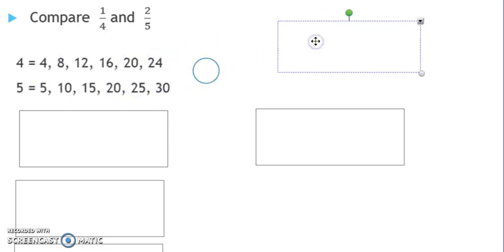So we get 4, 8, 12, 16, 20, and 24 for 4, and 5, 10, 15, 20, 25, and 30 for 5. So our step 2 is to compare the list of multiples and find the least common multiple. The smallest number that both of these have in common is 20. So that means that 20 is going to be our least common denominator.